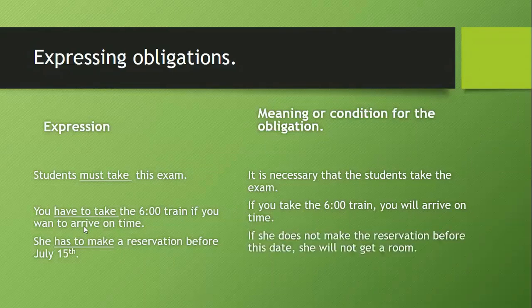That is the reason the condition is the following. If she does not make the reservation before this date, she will not get a room. Then imagine vacations without a room. It will be awful, right? That is the reason in these obligations we have some conditions, okay? The condition is that if she does not make the reservation before this date, she will not get a room. Then she has to make a reservation before July 15th, okay?